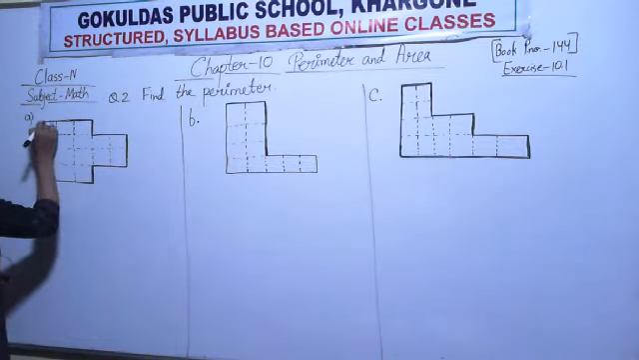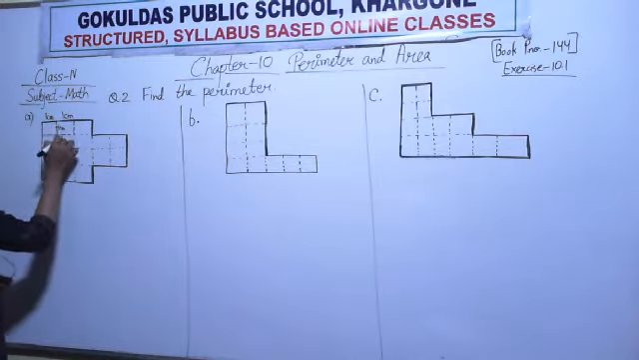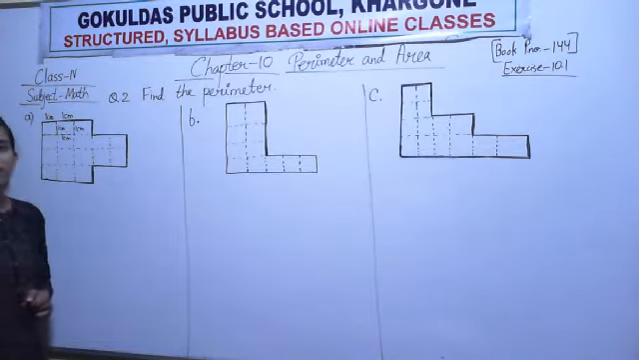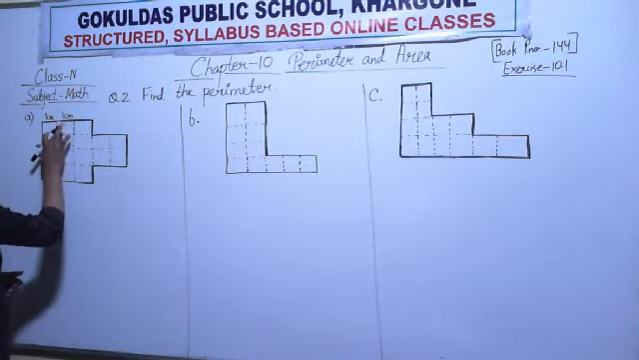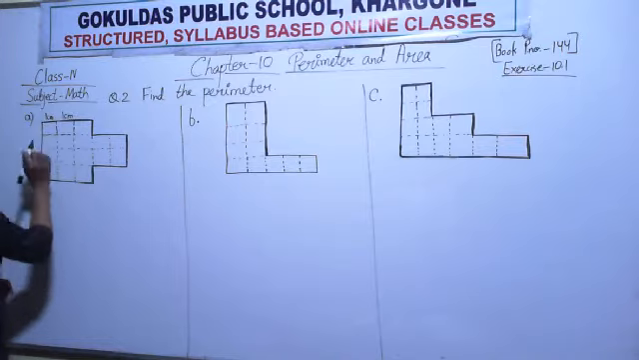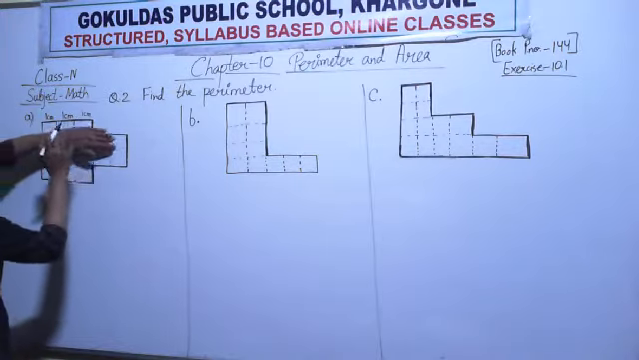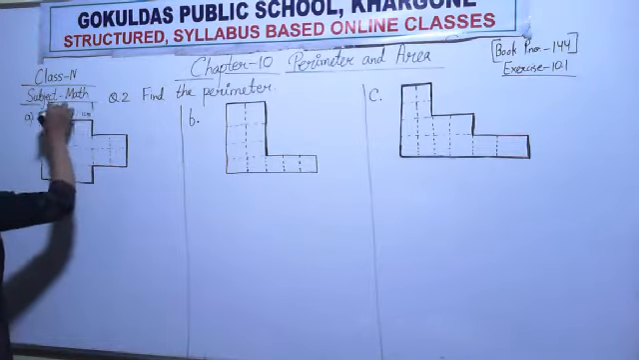This means in this square, this side will be 1 centimeter, this side 1 centimeter, this side 1 centimeter. All the sides of each square are 1 centimeter. It is given in your hint. So this side is 1 centimeter, and the total length of this side is 3 centimeter, right?